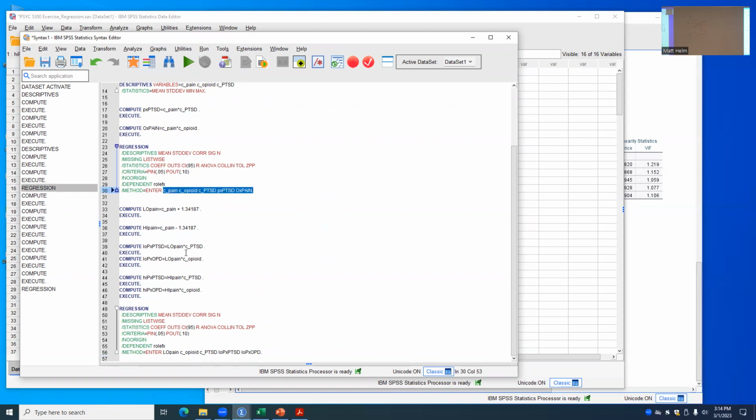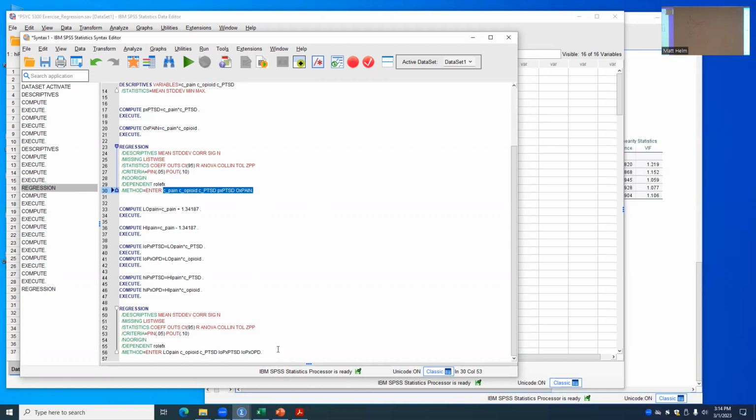So now instead of pain, I have low pain. Opiate use is the same. PTSD is the same. Instead of pain times PTSD, I have low pain times PTSD. Instead of opiate use times pain, I have low pain times opiate use. It's the same model. We're just substituting that one pain variable in there.